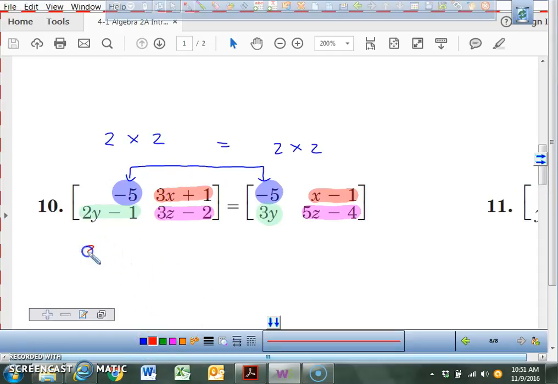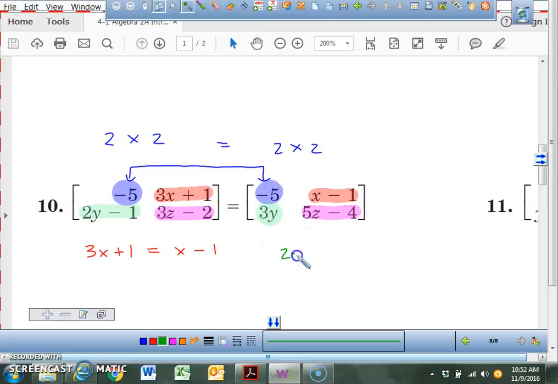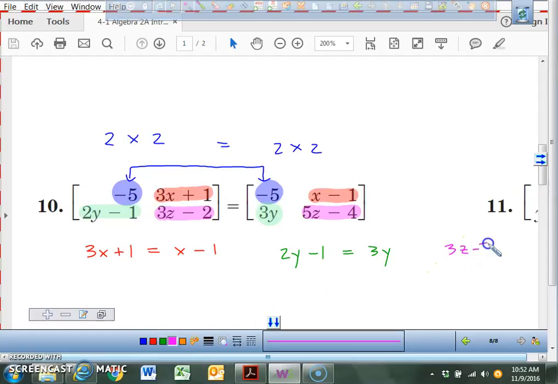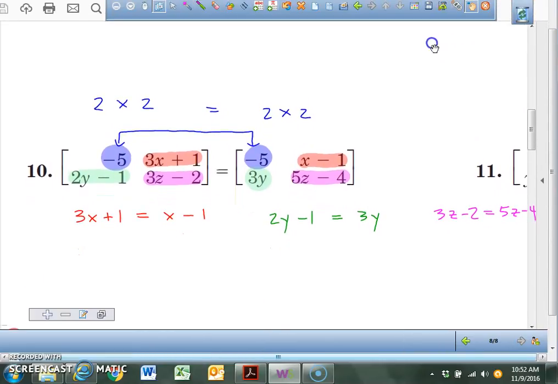In red, what I'd like you to do is I'm going to write 3x plus 1 equals x minus 1. In green, I'm going to put 2y minus 1 is equal to 3y. And in magenta, I'm going to put 3z minus 2 equals 5z minus 4. There we have our 3 equations set up.